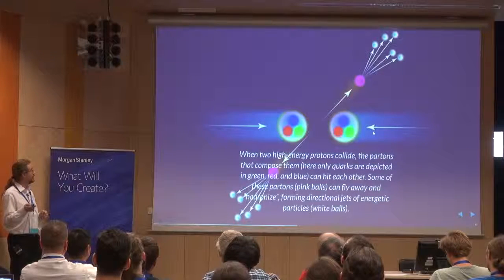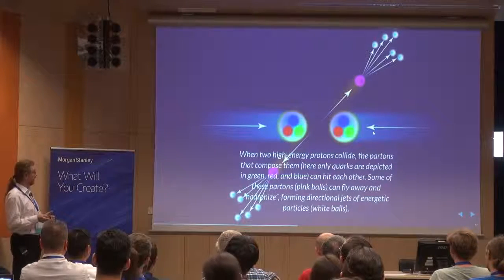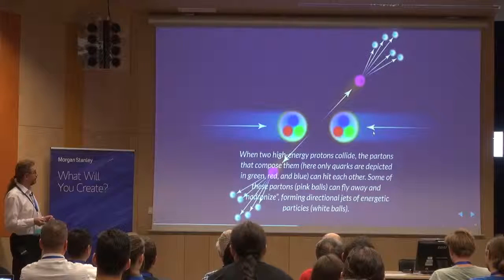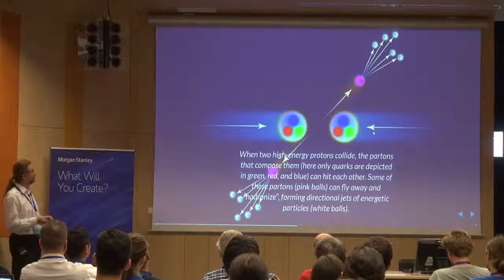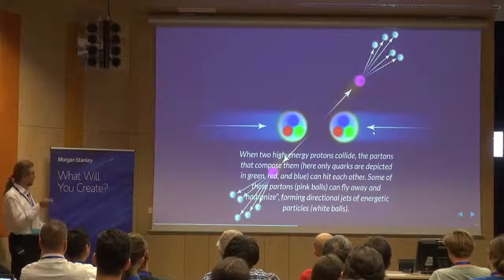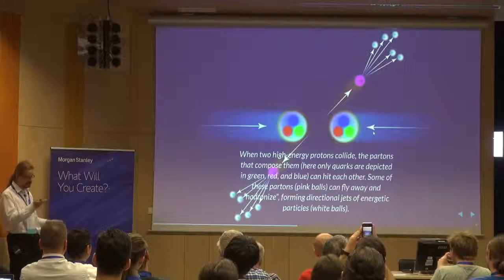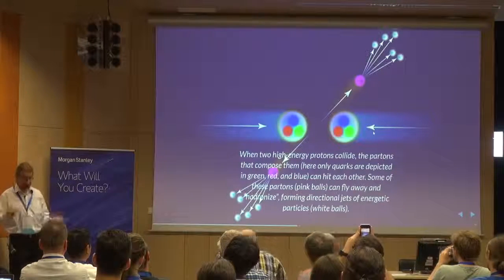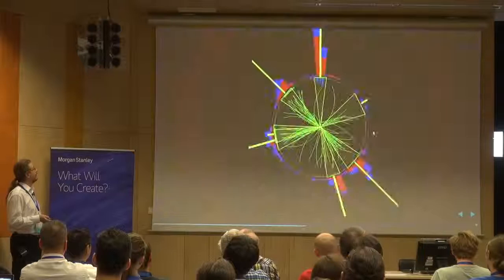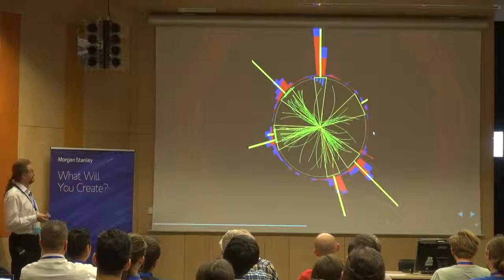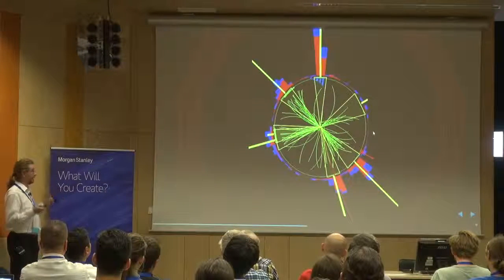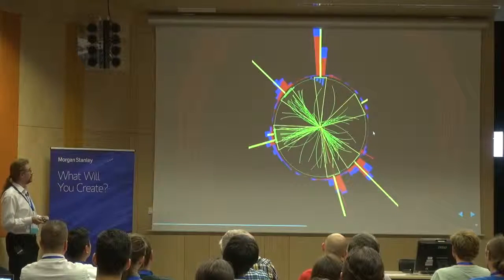So if you want to just see a conceptual picture, you have two protons coming in, colliding, and you have either quarks or gluons coming out and then decaying to produce these sprays of particles that we can actually measure. And here's what an actual event looks like in a real detector. This is a 6-jet event.